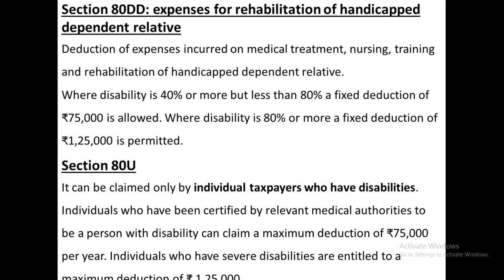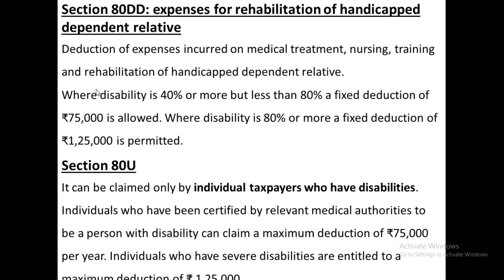Next, section 80DD, expenses for rehabilitation of a handicapped dependent relative. This covers expenses incurred on medical treatment, nursing, training and rehabilitation of handicapped dependent relatives. If dependent relatives like children, wife, father or mother are severely disabled or handicapped, in such a case he can claim deductions under section 80DD.